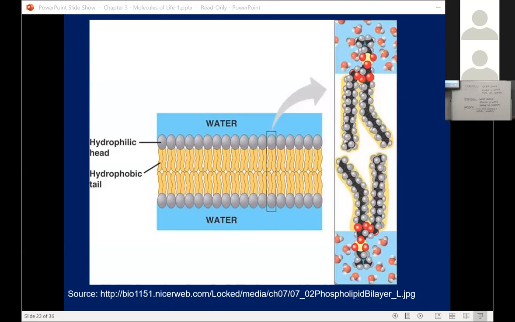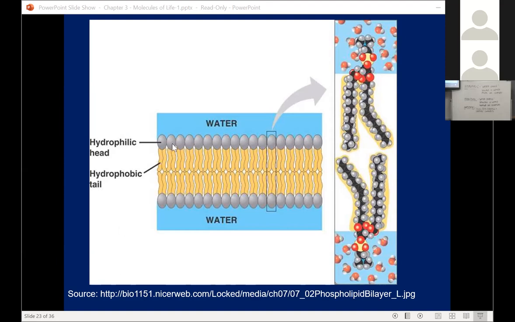Okay, here's a little bit of a bigger blown up drawing of a phospholipid bilayer. Again, we have water here, water here. When we put phospholipids in water, they will spontaneously form into this phospholipid bilayer. The fatty acid tails are sandwiched in between, away from the water in a hydrophobic environment. The hydrophilic heads on the outside are interacting with water.